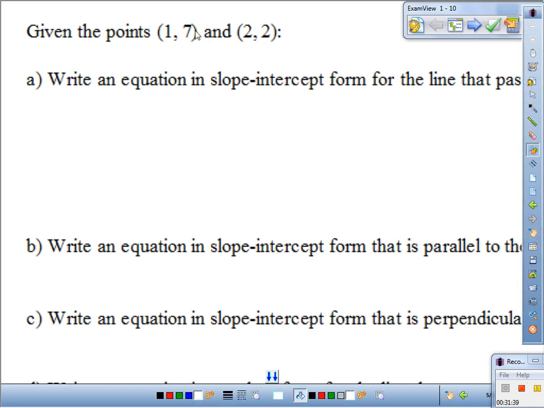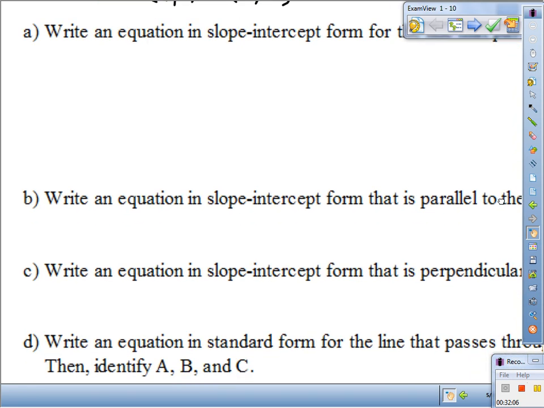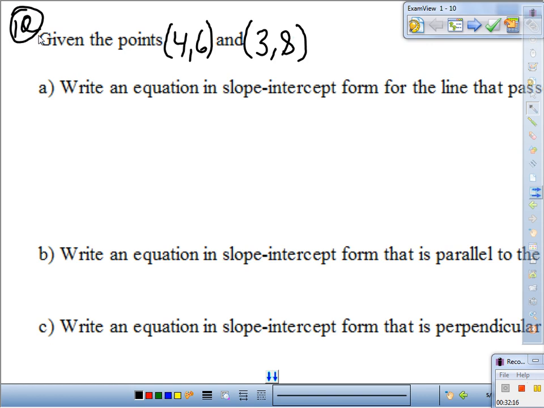Let me change the points. Here it goes. Points given are 4, 6, and 3, 8. 4, 6, 3, 8. And once again, guide yourself with the instructions of A, B, C, and D. I want you to do all parts. Problem number 1, we're going to label this on our blank sheet of paper. Example 1Q. Go.